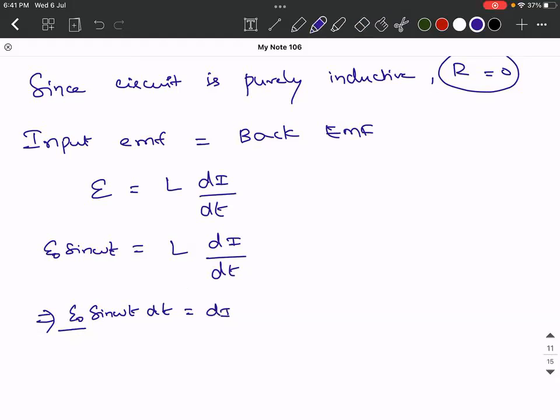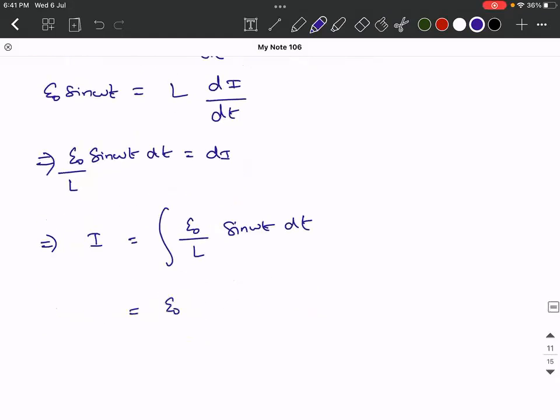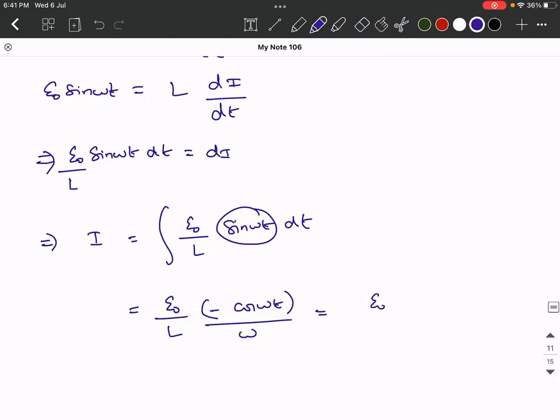So if you observe, in every scenario what were we trying to do? If input EMF is this much value, what is the corresponding current value? So for that, I will be equal to the integral of E naught by L into sine omega t dt. Can I write it like this? Yeah. So this will be equal to E naught divided by L into the integral of sine omega t, which is minus cos omega t divided by omega. So this will be equal to E naught divided by omega L into minus cos omega t.